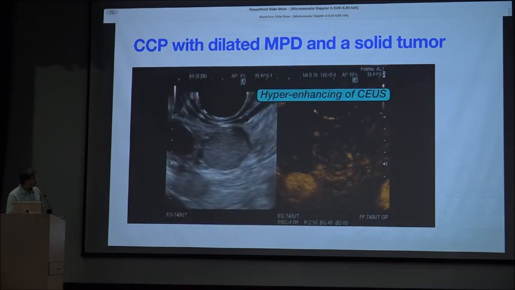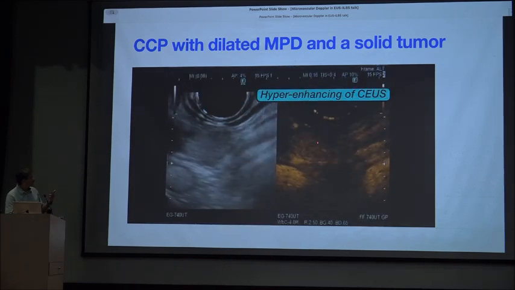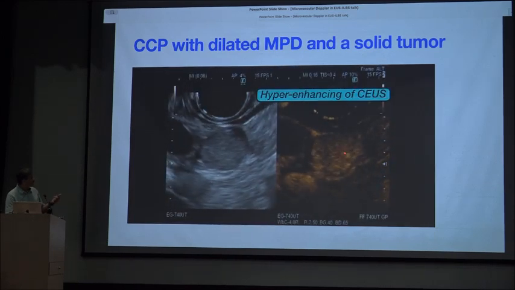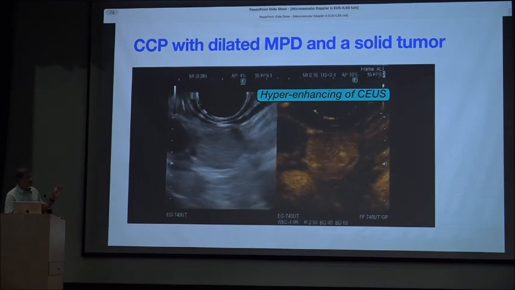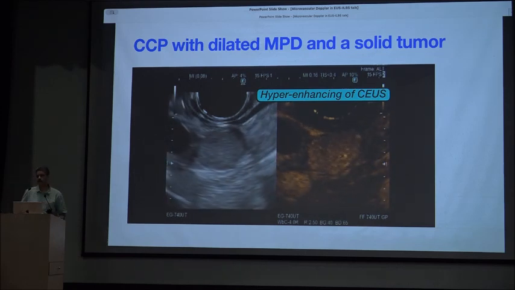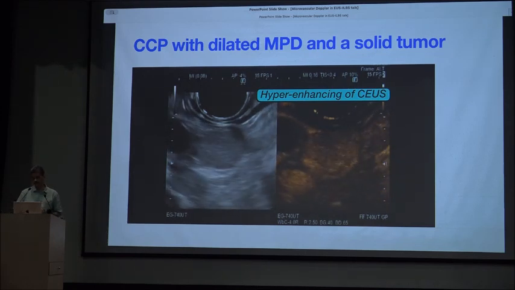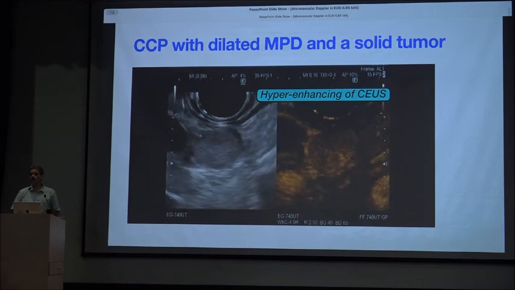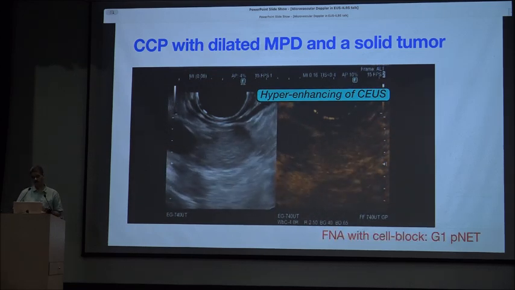And so the alarm is raised, and then we do a contrast EUS with Sonovue, and we see it nicely enhancing. So this is a hypervascular small lesion, and we did a biopsy, and this was neuroendocrine in the setting of chronic pancreatitis. So odd things happen.